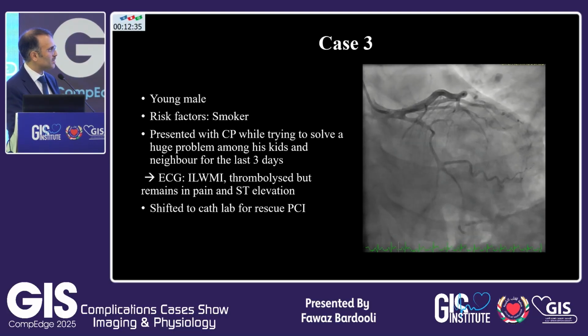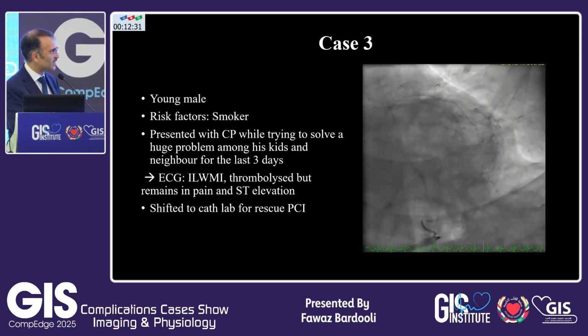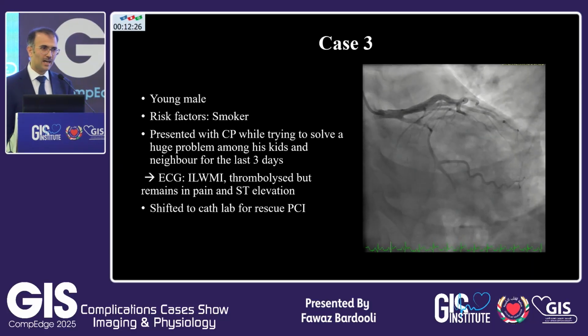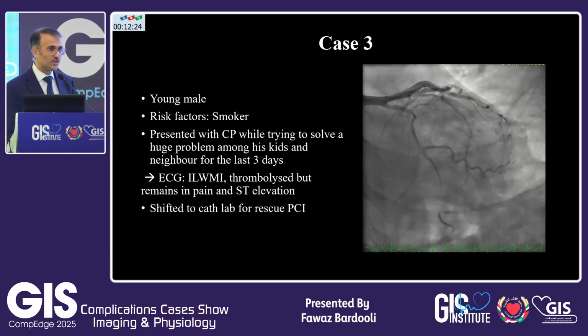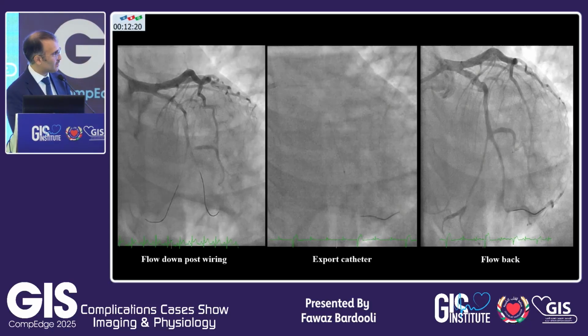Definitely the problem is in the circumflex. I have a lot of things here. I have a hazy area in the proximal circumflex. I'm not sure exactly how much is it because of a spasm, how much is it because of clot. So I've taken an export catheter, wire both, then took an export catheter.